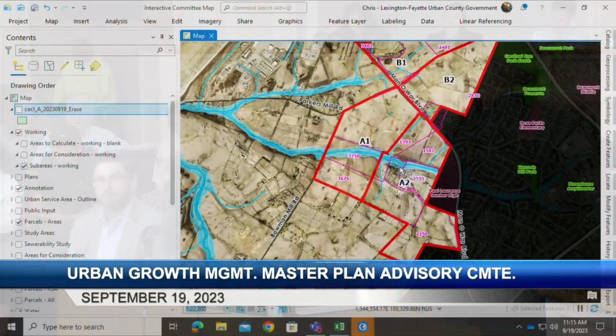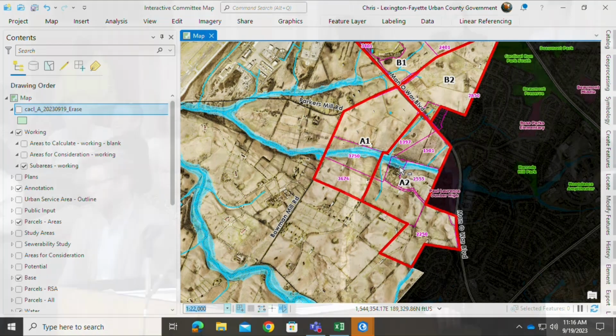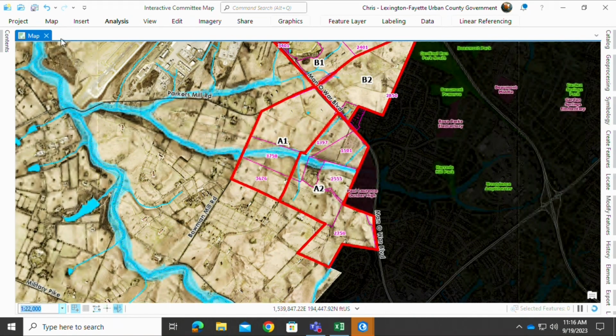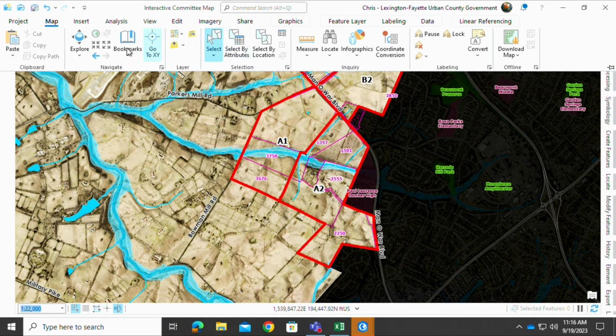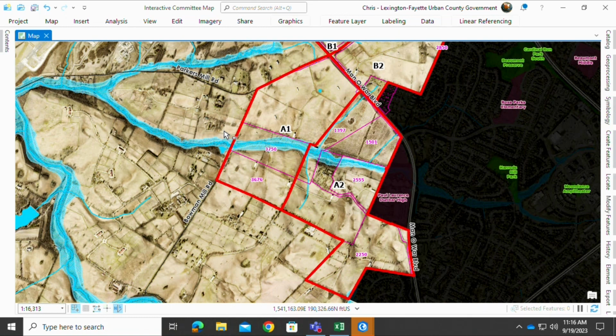Thank you, Director. Can we get gross and net acreage on A1 and A2, please? Vice Mayor, Area A1 gross is 224 acres. A1 is on the left side. A2, adjacent to the urban service area, excuse me, is 290 acres gross. A1, 224; A2, 290. A1 net, 207; A2 net, 275.